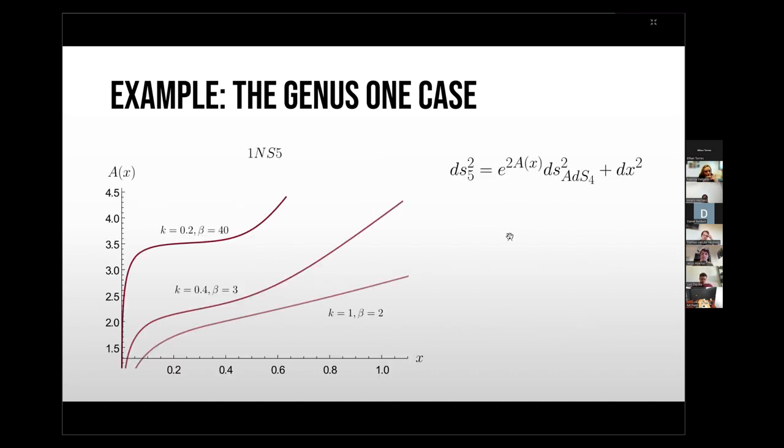And this is the result. This is the metric that we have written in a Karch-Randall form, and this is the coefficient, the parameter A. We see that this goes to 0, the exponent at r equals 0, signaling the presence of an end of the world brane. Okay, and it's too simple because it doesn't have a bump, as we will see later.